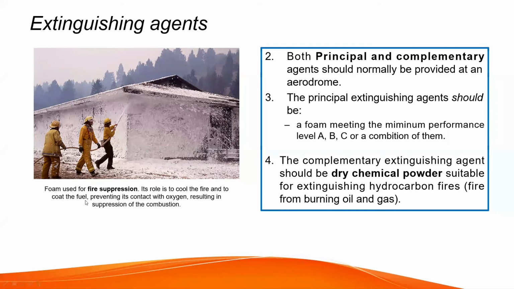Now the foam is mainly used for fire suppression. Its role is to cool the fire and to coat the fuel, preventing its contact with oxygen, resulting in suppression of the combustion. So this is basically to choke out the fire, preventing oxygen from igniting the fire again and causing a burn back. Once the fire is extinguished, there is a chance that the fire could ignite again. That's why foam is used.